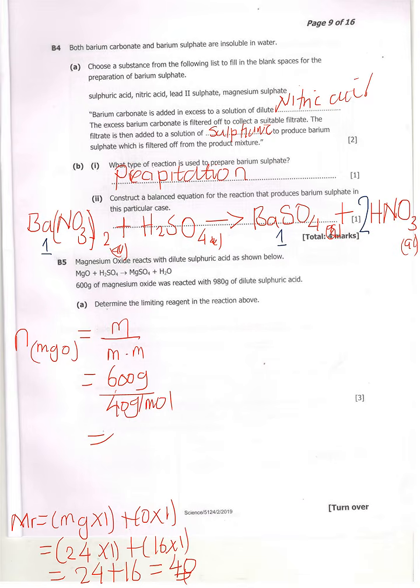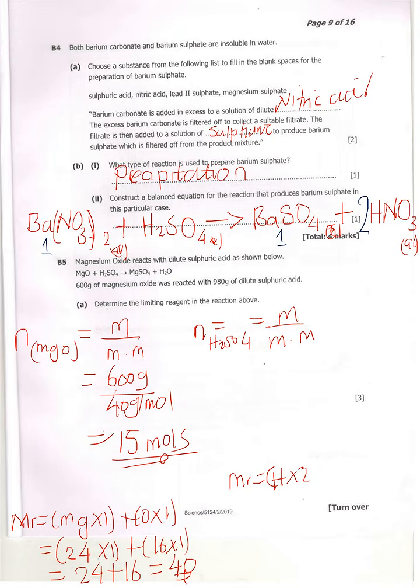So if we divide 600 divided by 40, I'm getting 15. So 15 are the moles of magnesium oxide. Let's also now look at the moles for sulfuric acid. So number of moles for H2SO4, just to indicate, is equal to the mass over molar mass. Let's look at the molar mass. From the sulfuric acid, there are 2 atoms of hydrogen plus 1 atom of sulfur plus 4 atoms of oxygen.